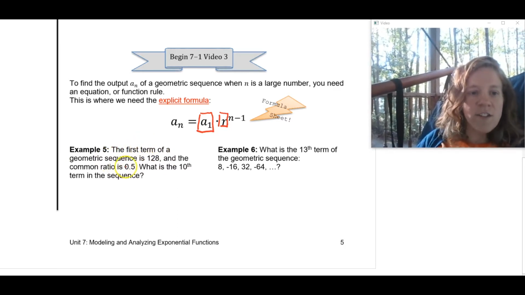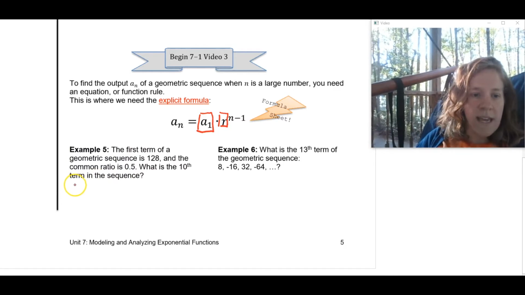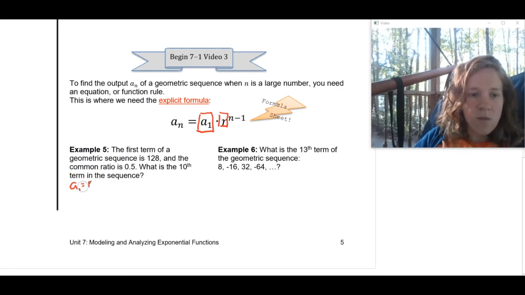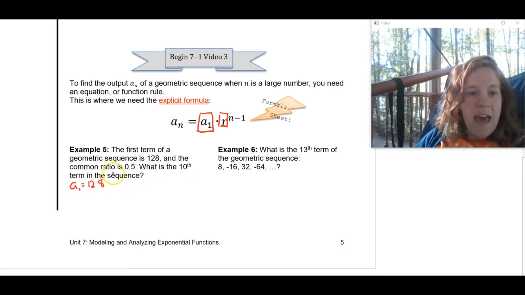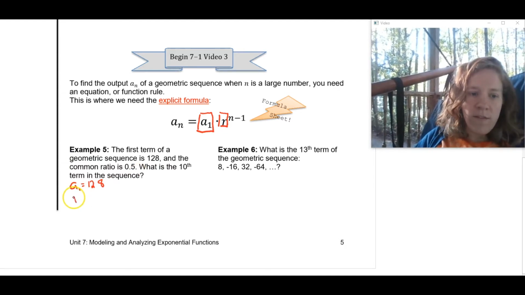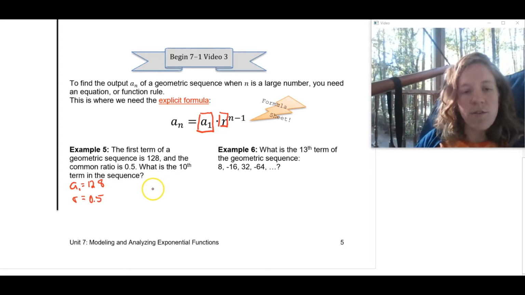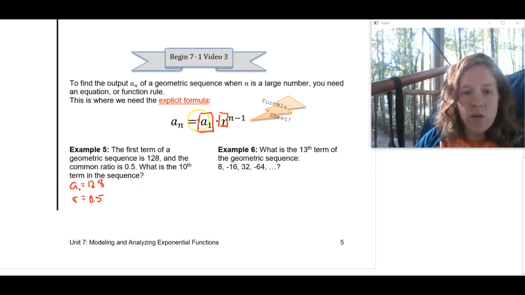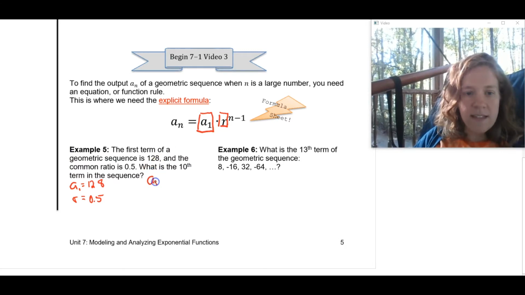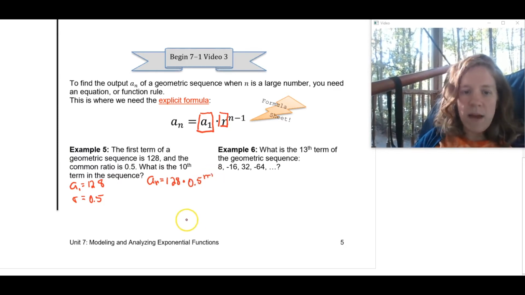This tells us that the first term of a sequence is 128, so a sub 1 is 128, and the common ratio is 0.5, so r is 0.5. It wants the 10th term of the sequence. So first, let's plug the information we have into our formula. So a sub n equals a sub 1, which is 128, times 0.5 raised to the n minus 1.